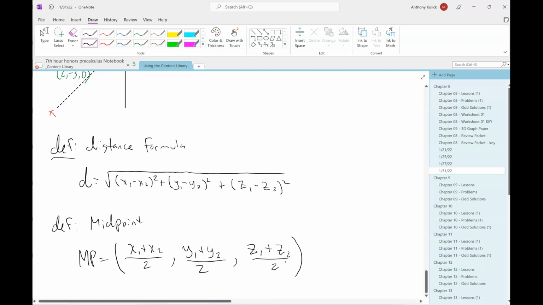No big deal, right? That's as good as you could have hoped for, going from 2-dimensional stuff to 3-dimensional stuff, where essentially it's the exact same formula, just have a little bit of extra for the third component. Cool?